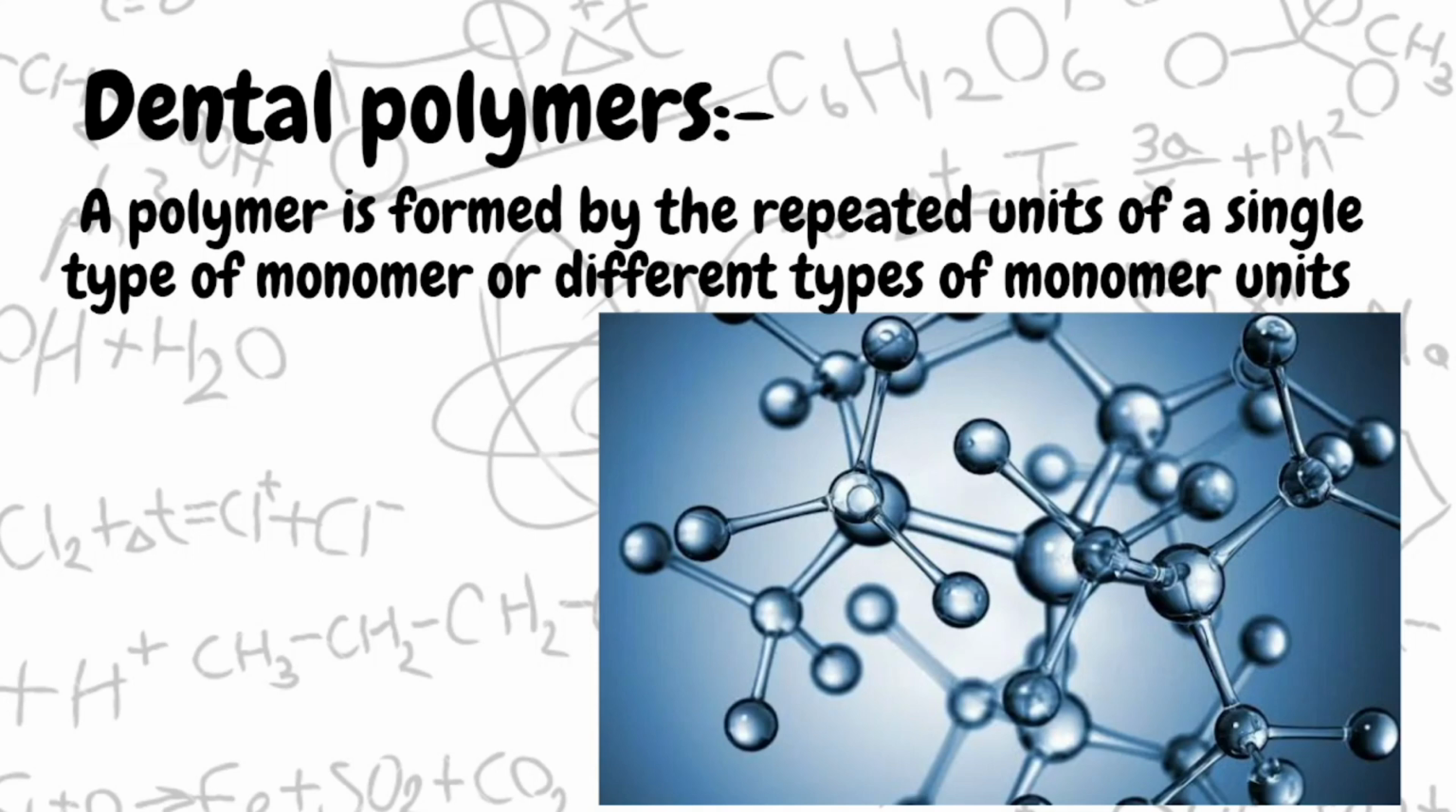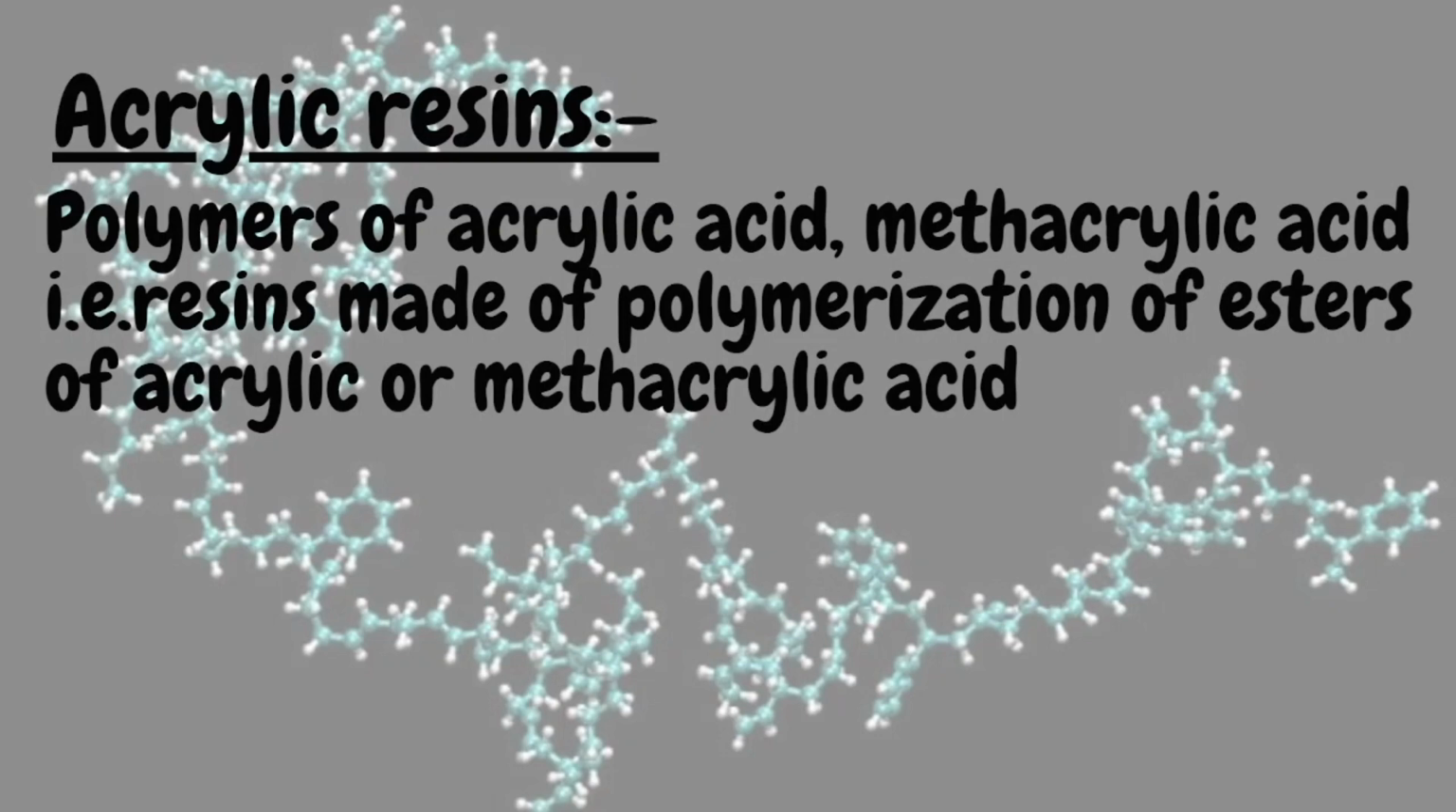many monomer units. Monomer units, in this case, for example PMMA, we have monomer units as methyl methacrylate, which further joins to form a polymer unit of polymethyl methacrylate. There are many copolymers also that form a cross-linking, and hence a polymer is formed. So acrylic resins are polymers of acrylic acid, methacrylic acid. That is, these are resins made of polymerization of esters of acrylic acid or methacrylic acid.